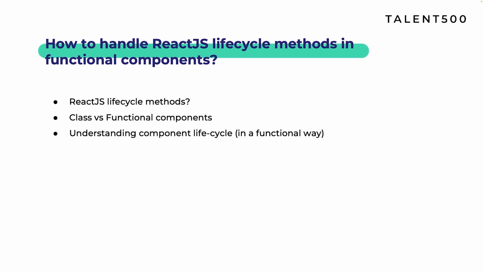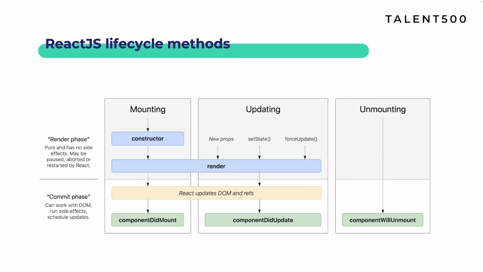What are the life cycles? There are basically three major life cycles. One is called mounting, one is called updating, and another is called unmounting. So mounting, updating, and unmounting. Mounting means you are putting certain elements into the DOM. That is what mounting is. When mounting happens, it goes through a few phases.